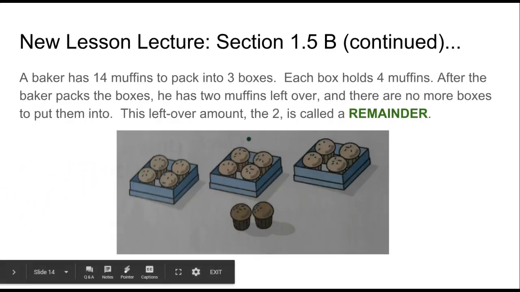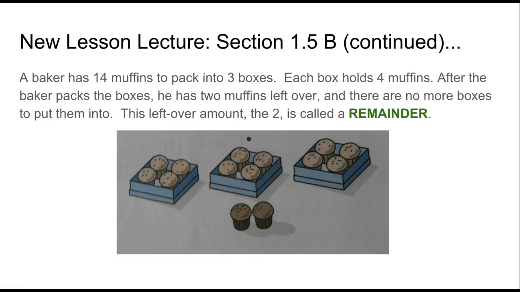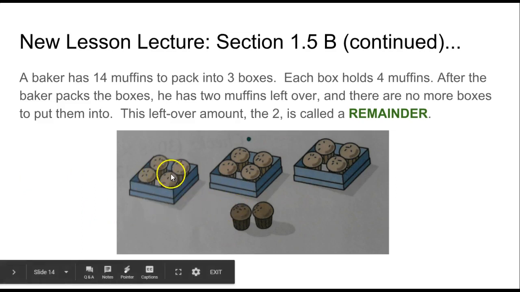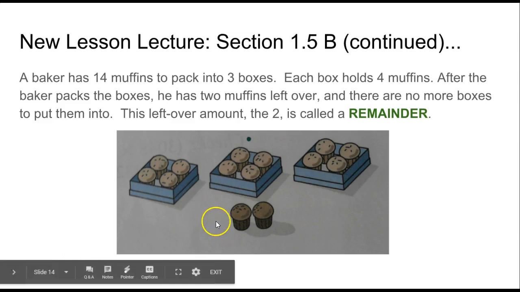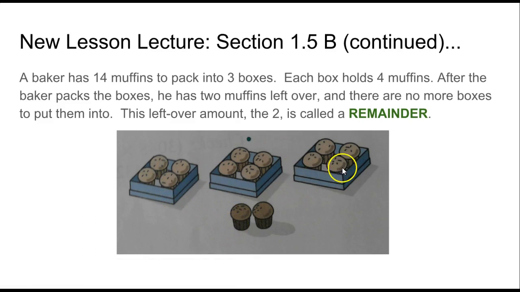A baker has 14 muffins to pack into 3 boxes. Each box holds 4 muffins. After the baker packs the boxes, he has 2 muffins left over, and there are no more boxes to put them into. This leftover amount, the 2, is called a remainder in division. So here we see, just looking at the picture, we've got 3 boxes. Each box holds 4 muffins. He has a total of 14 muffins, and he is looking to divide or separate the muffins into the boxes.